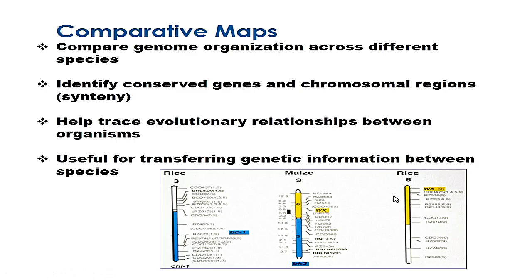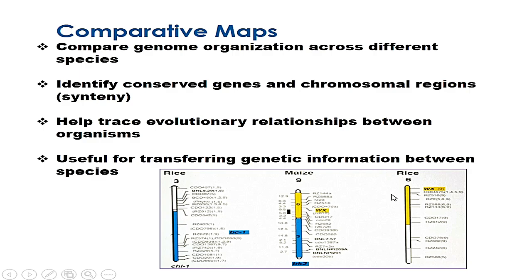The third type of map is called the comparative map. As I said earlier, we can compare different species. Here in this picture, you can compare the map of rice with maize and another variety of rice. This is called comparison. These maps compare genome organization across different species. They identify conserved genes and chromosomal regions, which is called synteny.